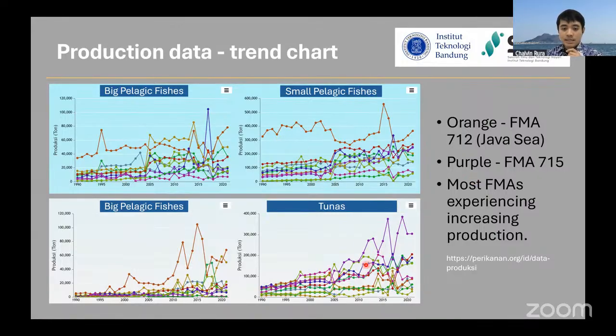But for tunas, the highest is FMA 715, this purple one, and it's increasing until 2020. I will discuss this in the next slide. But for tunas, there's a special place where they have a very high production of tuna and other tuna species. But for Indonesia, compared to the rest of the world, I think we still have a lot of fish stock.